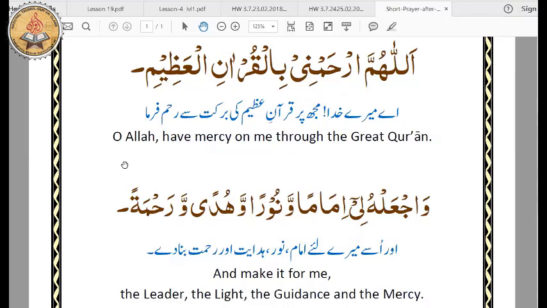Rahmah. Can you read the translation underneath, please? O Allah, have mercy on me through the great Quran, and make it for me the leader, the light, the guidance, and the mercy.